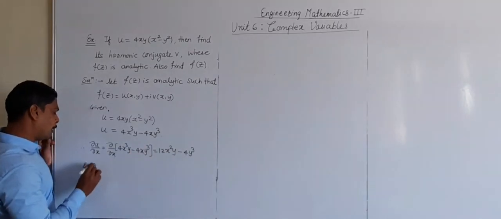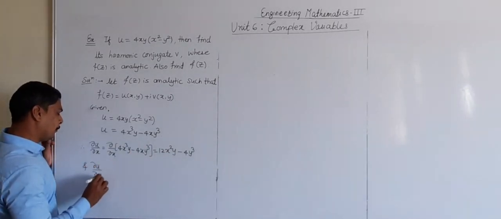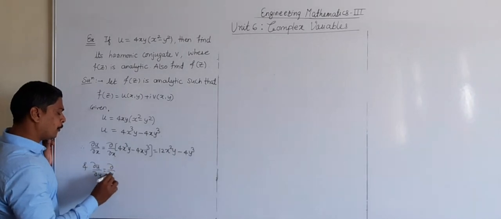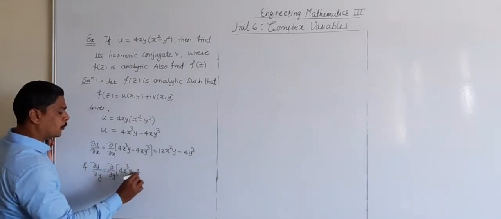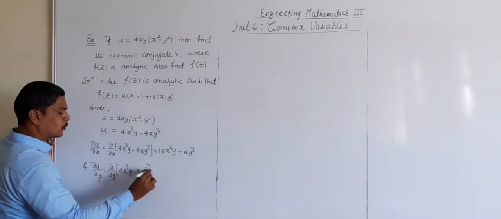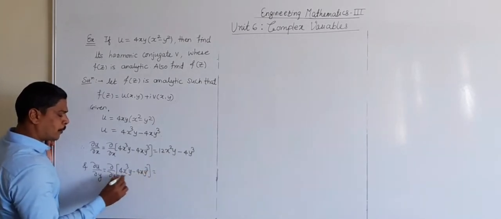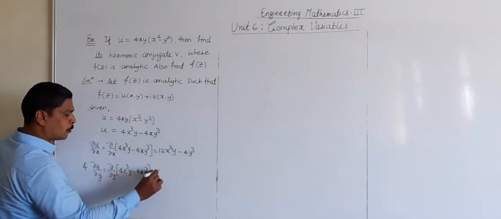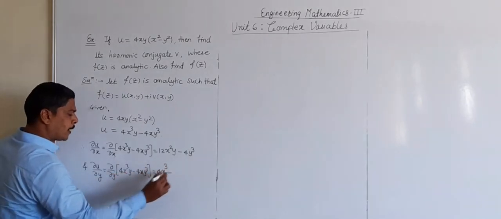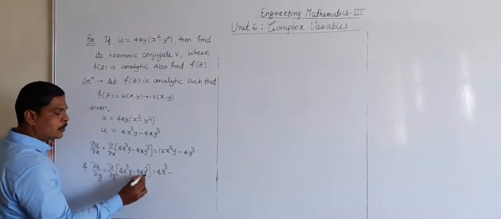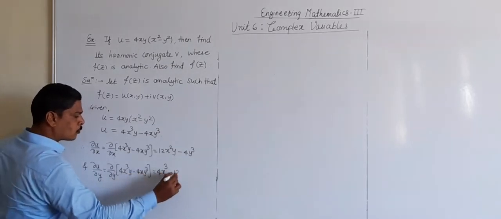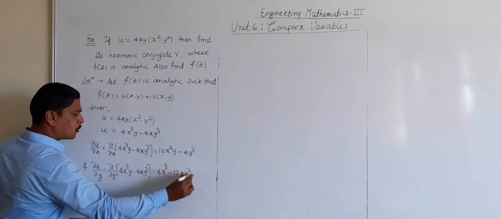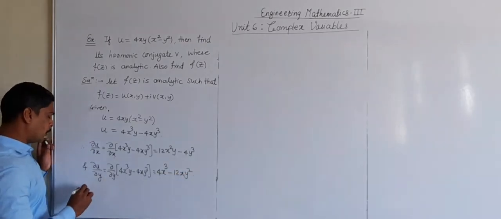Similarly, the partial derivative of u with respect to y becomes the partial derivative with respect to y of 4x cube y minus 4xy cube. So the derivative of y with respect to y becomes 1 into 4x cube, constant as it is, then minus as it is, the derivative of y cube is 3y square. 3y square into minus 4x become minus 12xy square. So in that way we get the derivative.